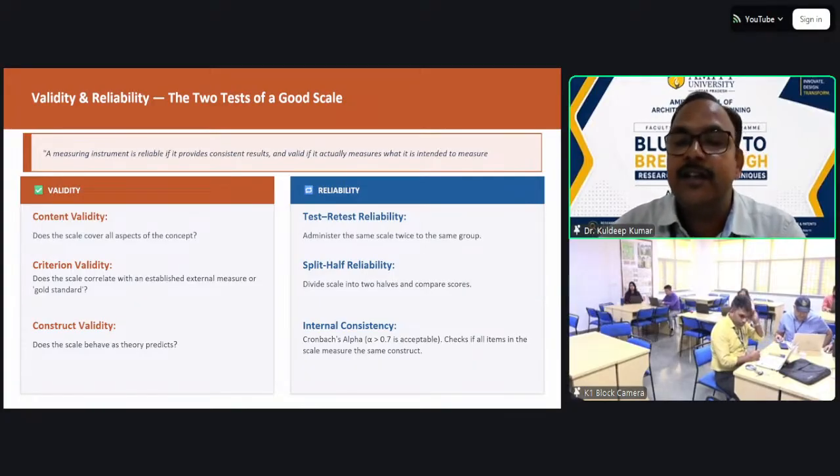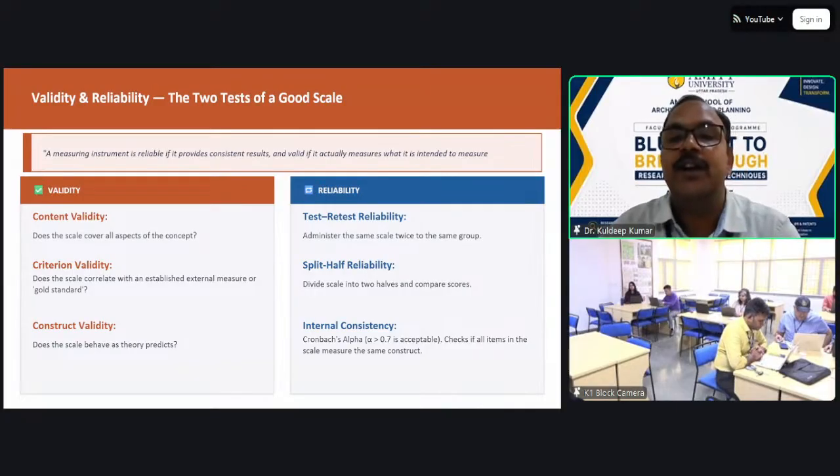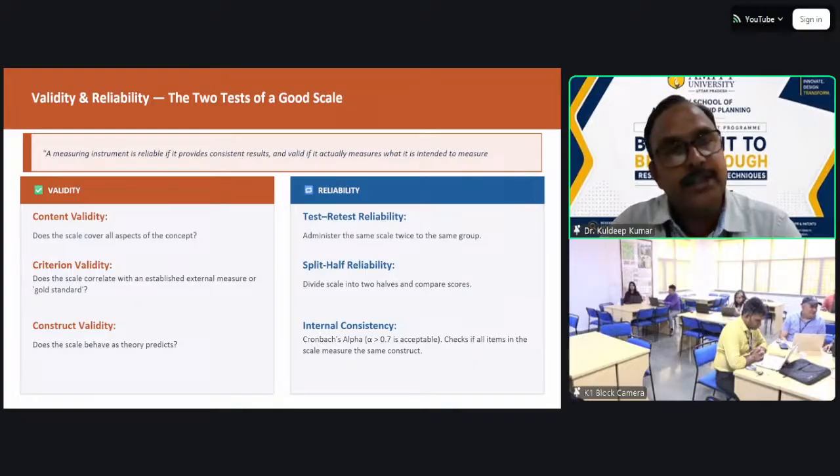And this internal consistency is the most commonly reported reliability which is measured in all the research, right? So here is an analogy which I can share: a broken clock is reliable because it consistently shows a wrong time, but it is not valid because it does not tell you the correct time, right? Because we know that the clock is broken, it's not reliable. So, to summarize this, a good scale must be both consistent and measuring the right thing.